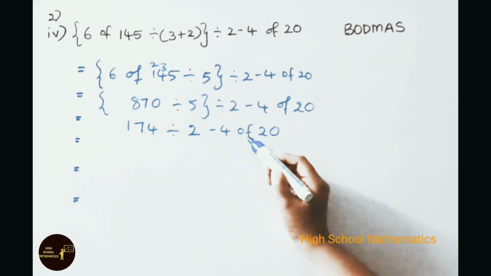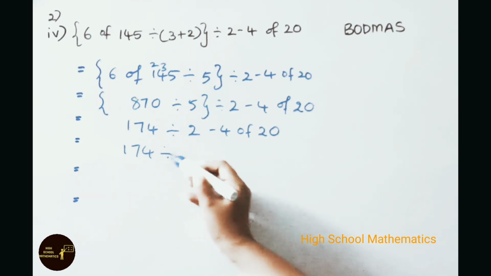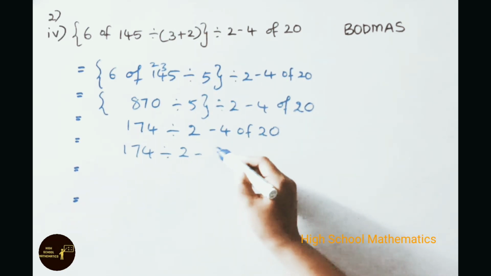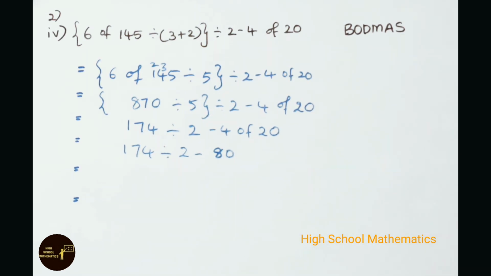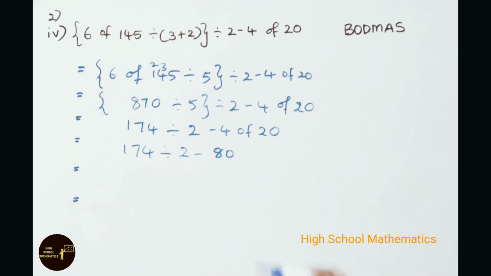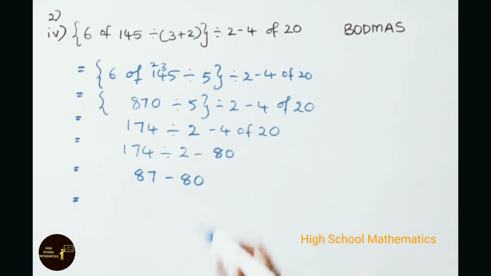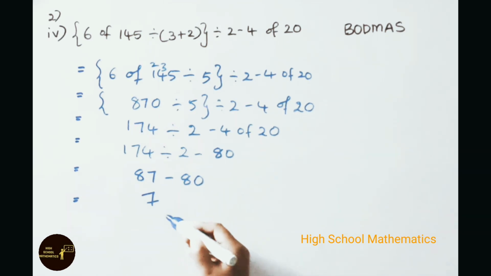Now we have to solve of according to BODMAS rule. So write down 174 divided 2 minus 4 of 20, that is 4 into 20, that is 80. Here division and subtraction symbols were there. Here first division only we have to solve according to BODMAS rule. So 2 times 87 is 174, minus 80. Now we have to do subtraction. 87 minus 80 is 7. So the answer is here 7.